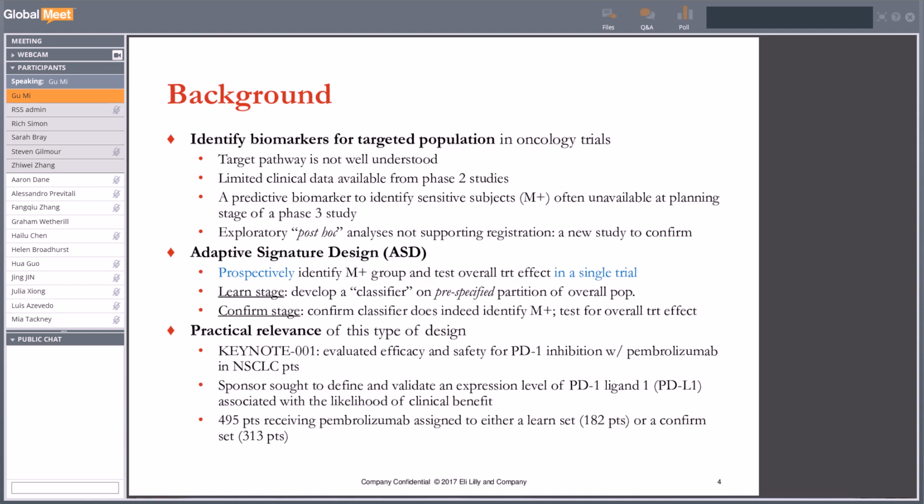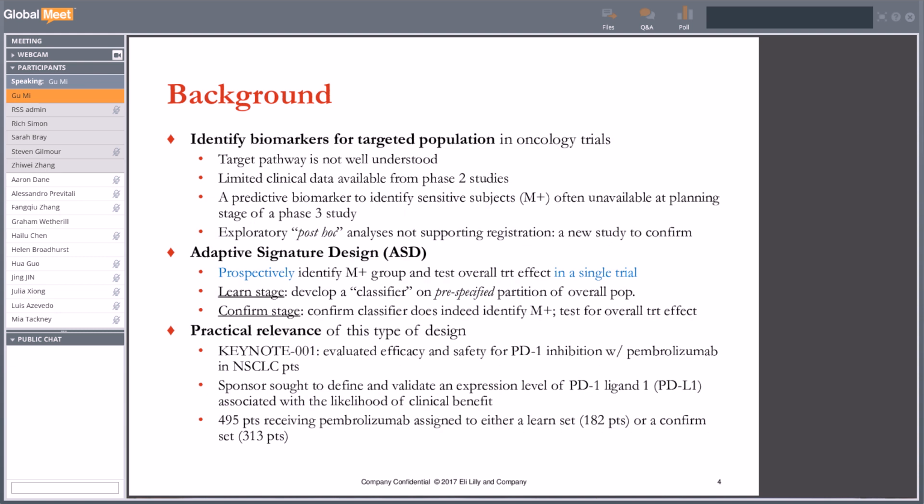But in reality, we actually face several challenges. For instance, we may not fully understand the target pathway. We may have very limited data for the preclinical models or early phase studies. The biomarker that can be used for selecting the sensitive patients is not available at the planning stage of a phase 3 trial, and so on and so forth.